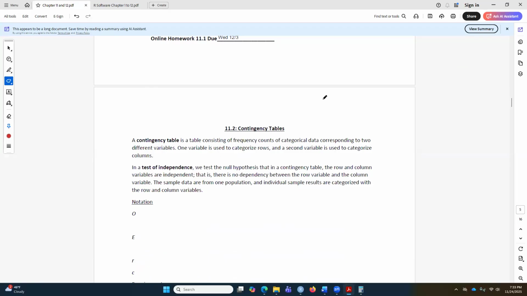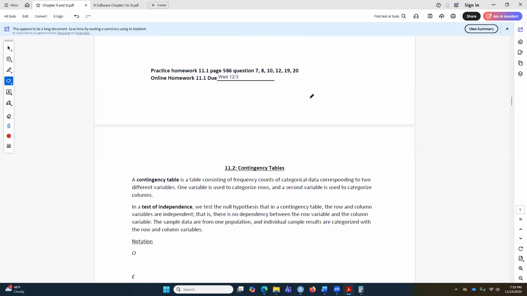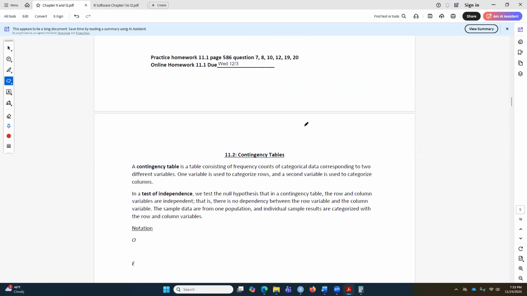So what is the difference between 11.1 and 11.2? 11.1 is called the goodness of fit test, and 11.2 is the contingency table. Let's bring back the mothers giving birth on those days. If you just do Monday through Sunday and you have the observed frequencies, this is not a contingency table, not 11.2. This is the goodness of fit test, 11.1. The reason is you only have one categorical variable, which is the days.